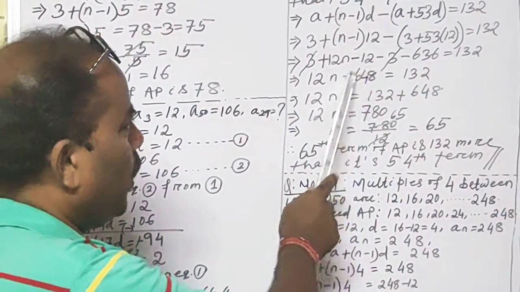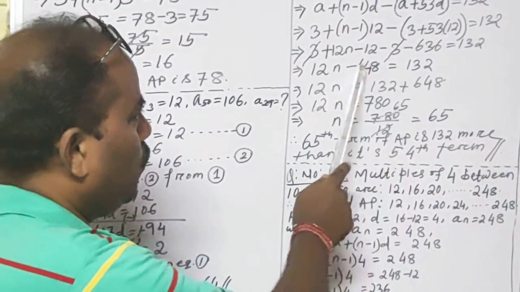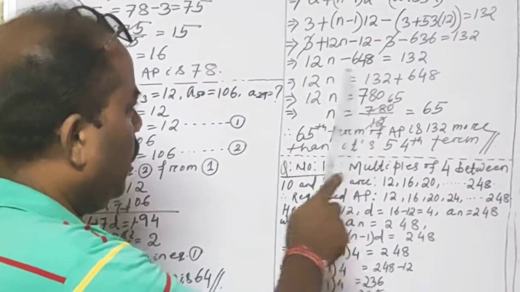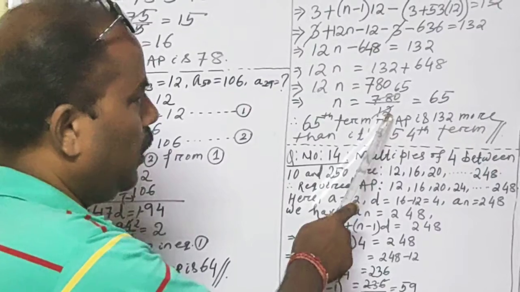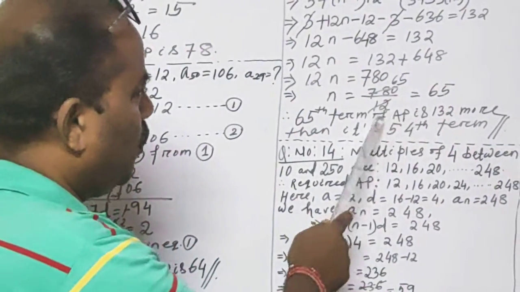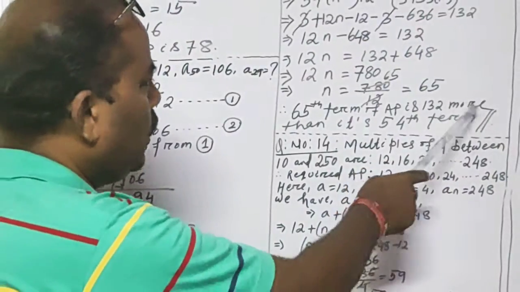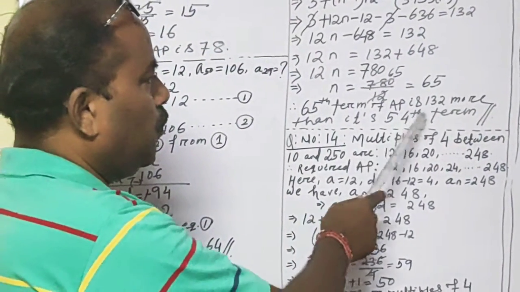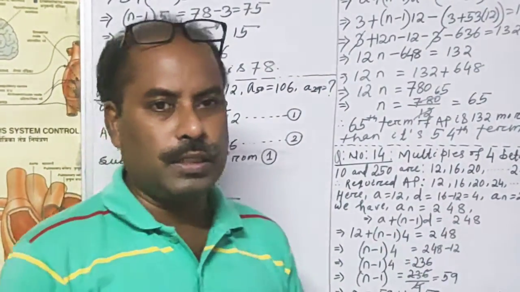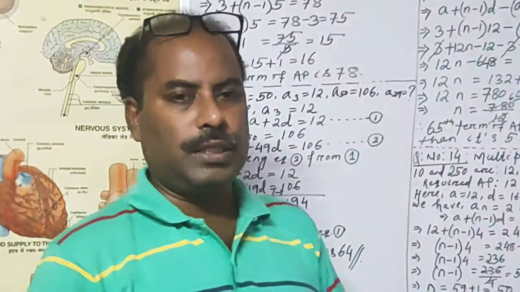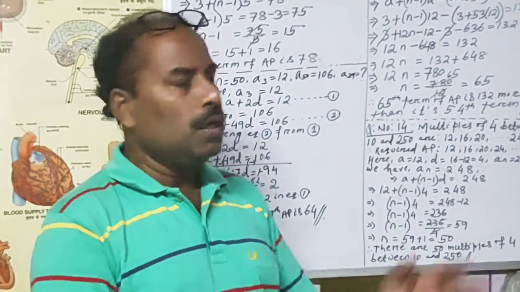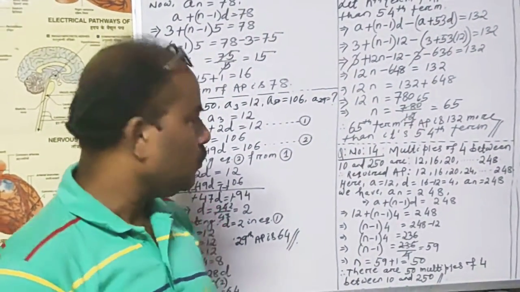12n is equal to minus 132 plus 648. 12n is equal to 780. n is equal to 780 divided by 12, which is 65. So the 65th term of the AP is 132 more than its 54th term. Clear now? From here you have to understand what is being asked and how to make the equation. Then you put in the required value and solve it.